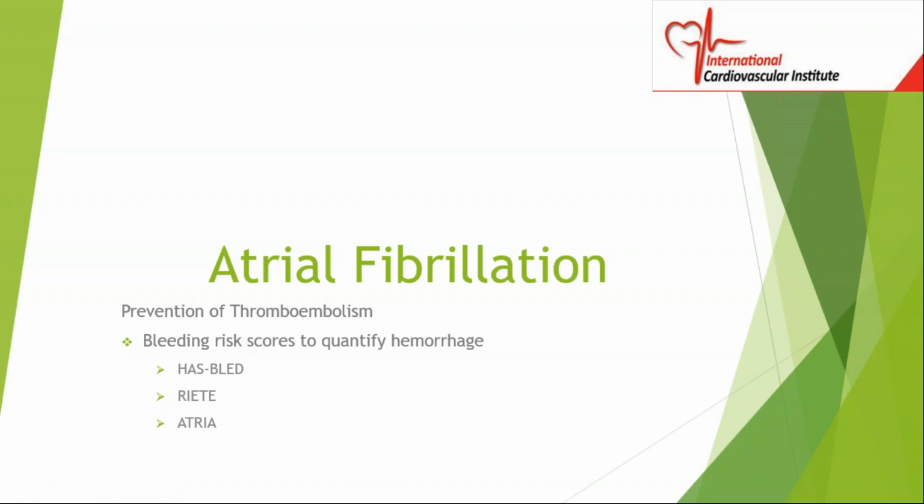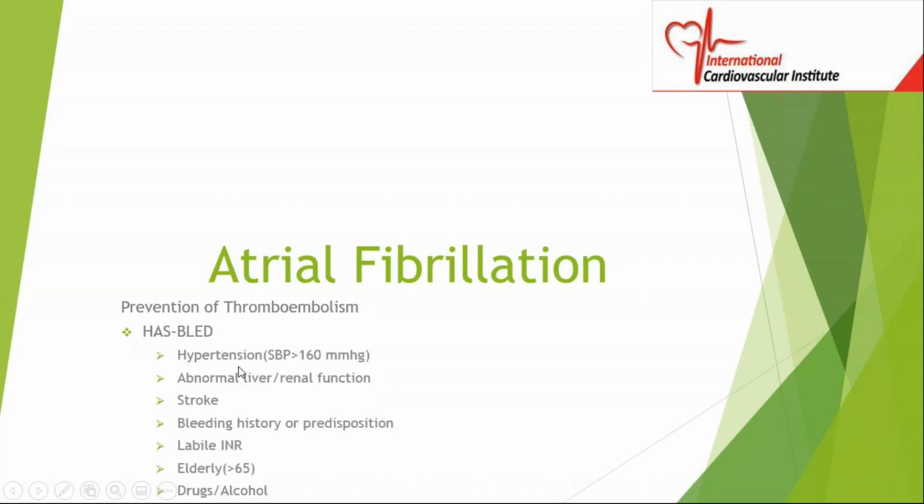The one that we use somewhat is the HAS-BLED score, and again, it's an acronym. The acronym stands for hypertension, that's systolic blood pressure greater than 160, abnormal liver or renal function, stroke, bleeding history or a predisposition, labile INR, elderly greater than 65, drugs or alcohol. So if you have these conditions, it increases your bleeding risk.